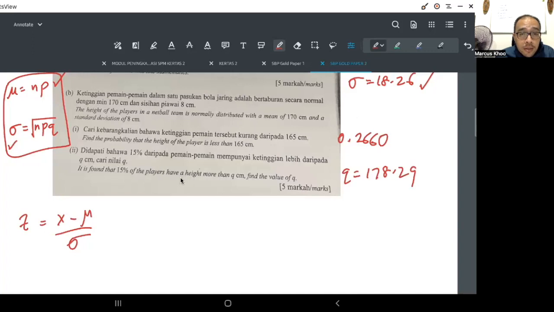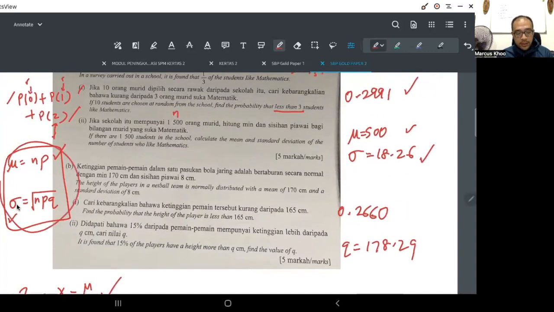Yeah, they give you the Z score. Sorry, the Z score they give you. Okay, Z score they give you. This one is given, but this one is not given. So you might want to take note of that. It's not that difficult. NP and NPQ square root.